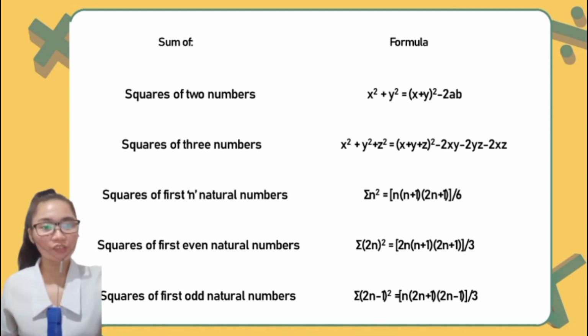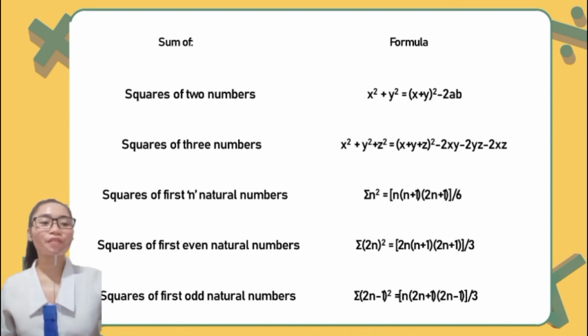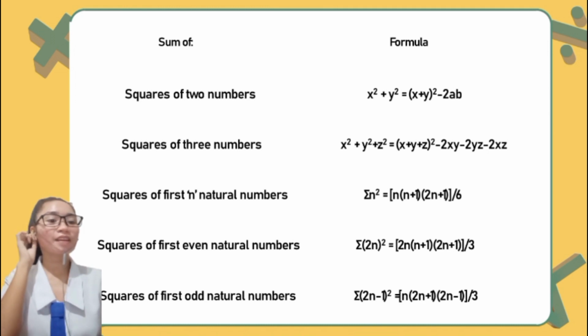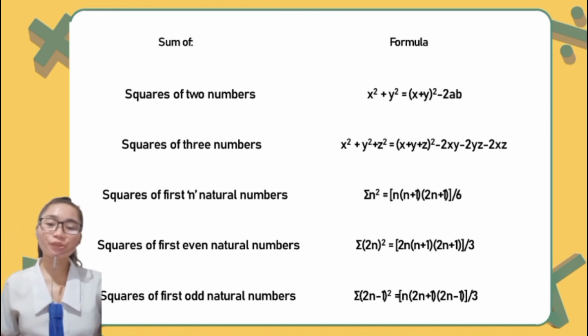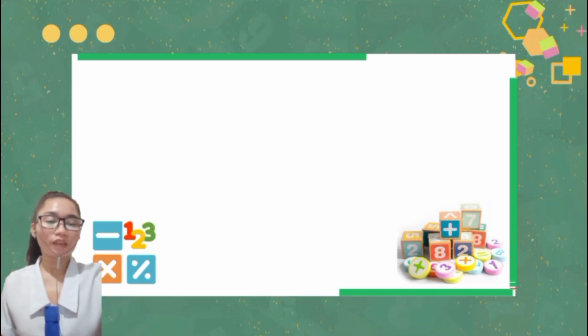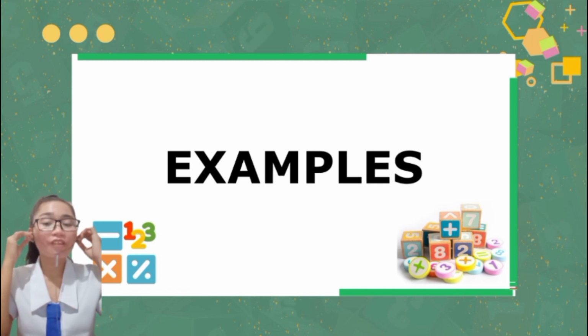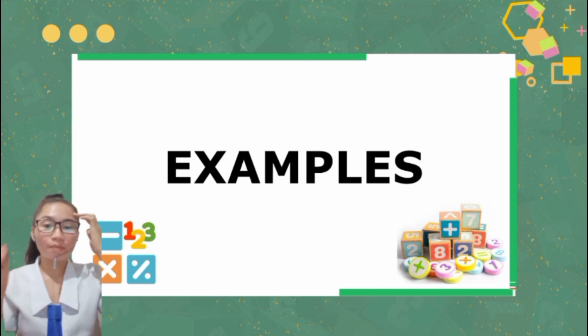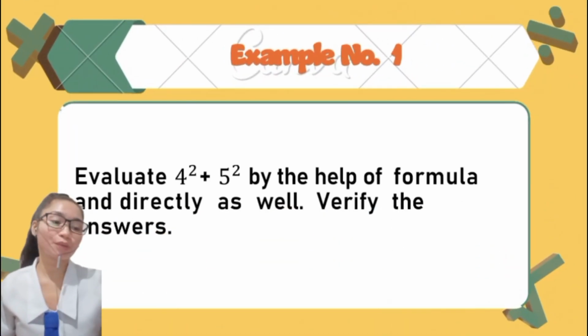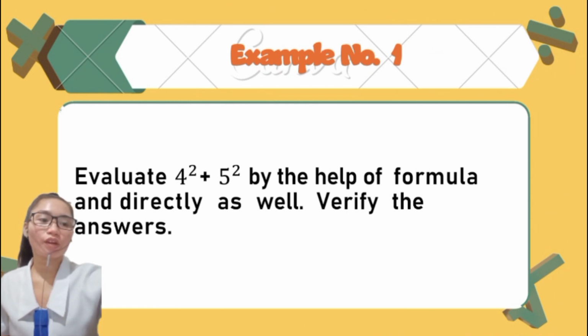And if we are to get the sum of squares of the first n odd natural numbers, of course, the corresponding formula for that is the summation of the quantity 2n minus 1 squared, which is equal to the quantity n times 2n plus 1 to be multiplied to 2n minus 1 all over 3. Alright, so to understand it further, we will provide some examples in which all these formulas would be applied. So we have here some examples.